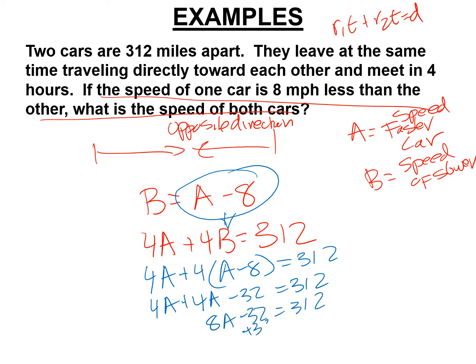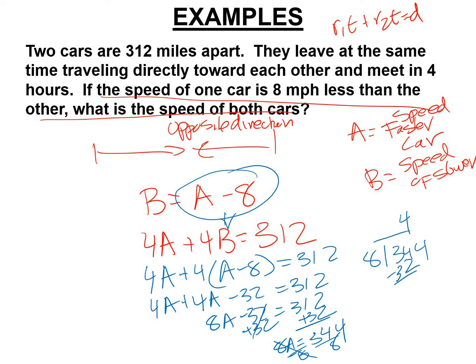We add 32 to both sides. 8A equals 344. Divide both sides by 8. So we have to do 344 divided by 8. Well, 8 goes into 34 4 times because it's 32. Bring down the 4. 8 goes into 24 3 times. The speed of, right, this is A. A is 43 miles per hour.